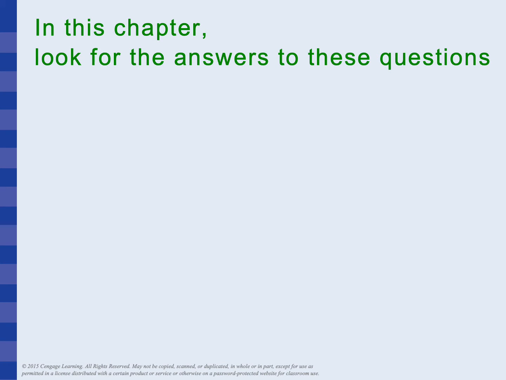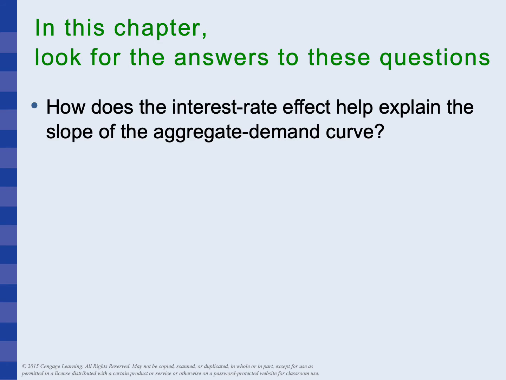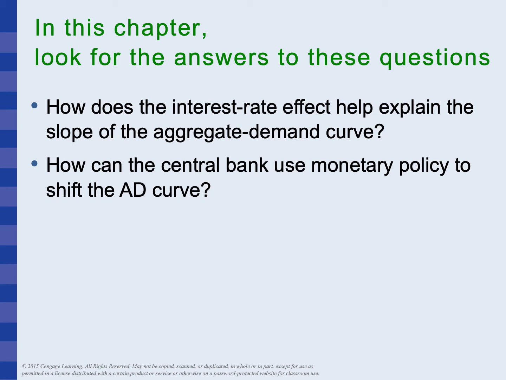So as we go through this chapter, look for the answers to these questions. How does the interest rate effect help explain the slope of the aggregate demand curve? Something we actually already looked at, but we're going to revisit it because it's important when it comes to monetary policy. Monetary meaning money, and so monetary policy has to do with the money supply, as we will see shortly. Next, how can the central bank use monetary policy, changes in the money supply, to shift the aggregate demand curve?